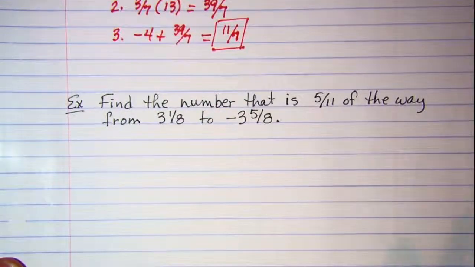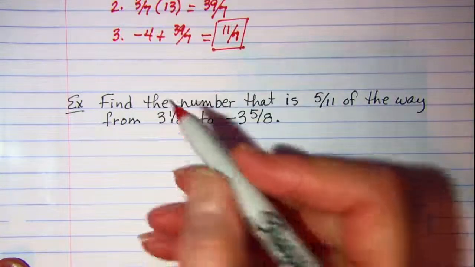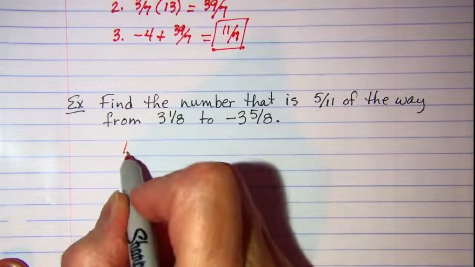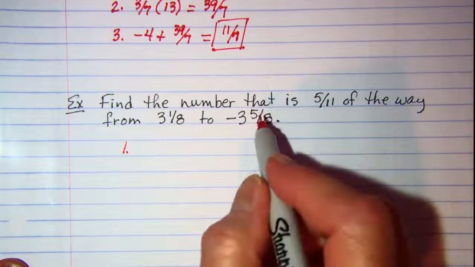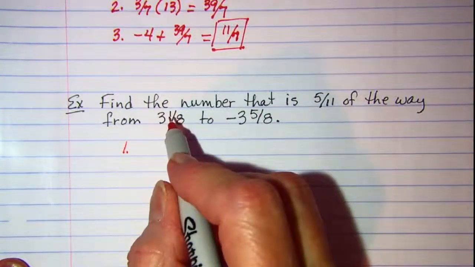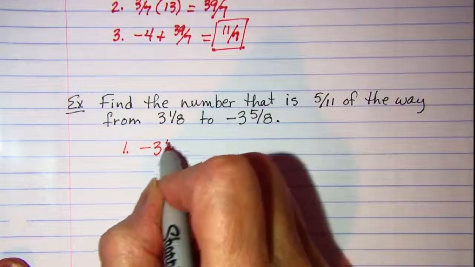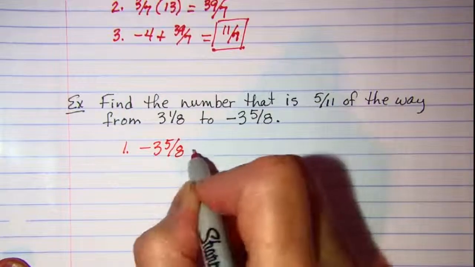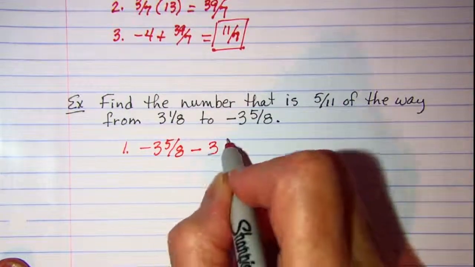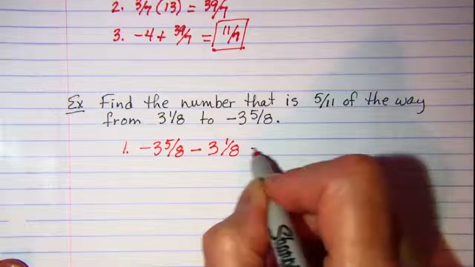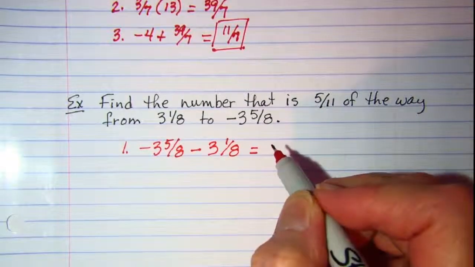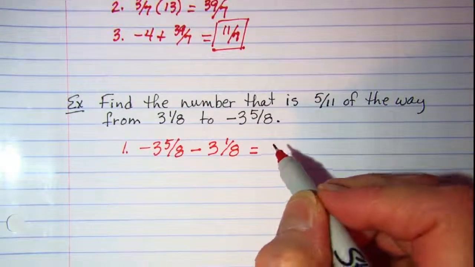Find the number that is 5/11 of the way from 3 1/8 to negative 3 5/8. And step 1 is to find our total distance. Take the end, subtract the beginning. So a negative 3 5/8, subtract 3 1/8. That gives me a negative 6 3/4.